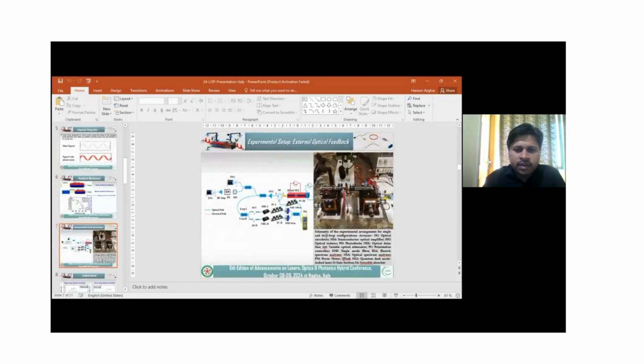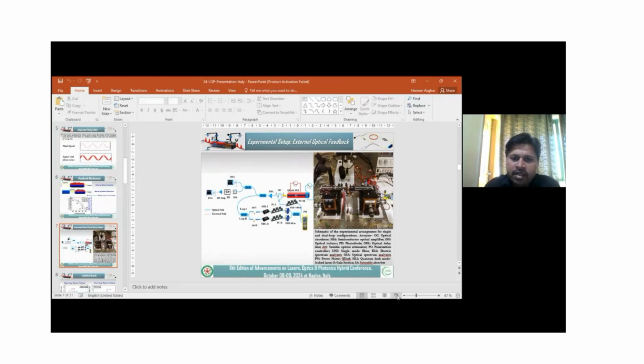The slide is not moving. Yes, correct. Okay, now I can see. I'm seeing experimental setup. Yes, yes. Okay. So should I move on? No, sir, please continue. Yes, yes.